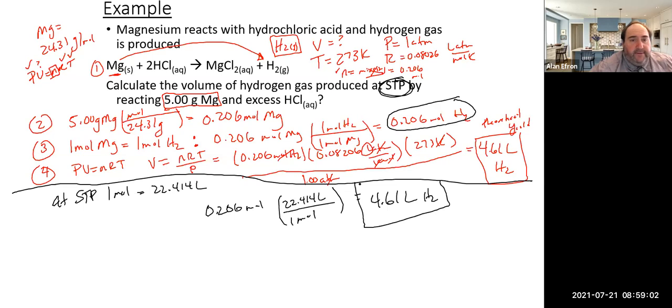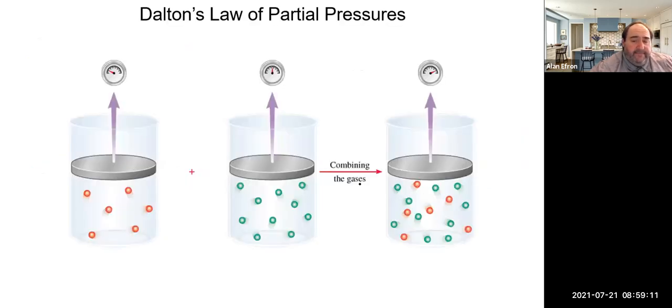All right, so we talked about stoichiometry. The next thing we're going to talk about is partial pressures and Dalton's law of partial pressures. It sounds very difficult, if you will, but it's not as hard as you may think. So, for example, if we look at these different situations here, in the first container, we have reddish gas molecules flying around.